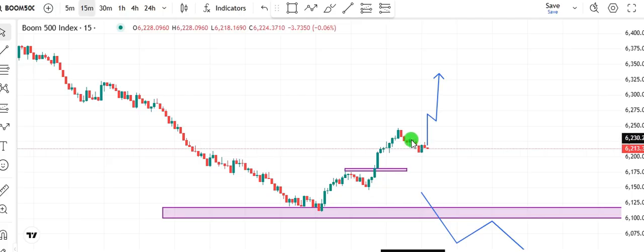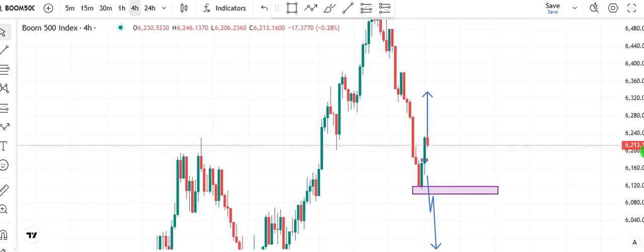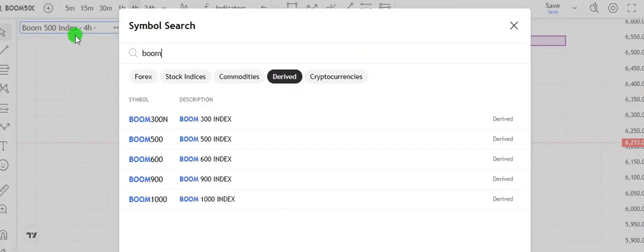Remember, that would have been for scalping purposes, not really full time or day trade. For the full time, what you're looking at is either to go long or to go short. To go long, once the market breaks above this, just like I said earlier, breaking above this or closing above, you can think of going long to the next level around this zone right here. So that's it. Let's go to Boom 1000.